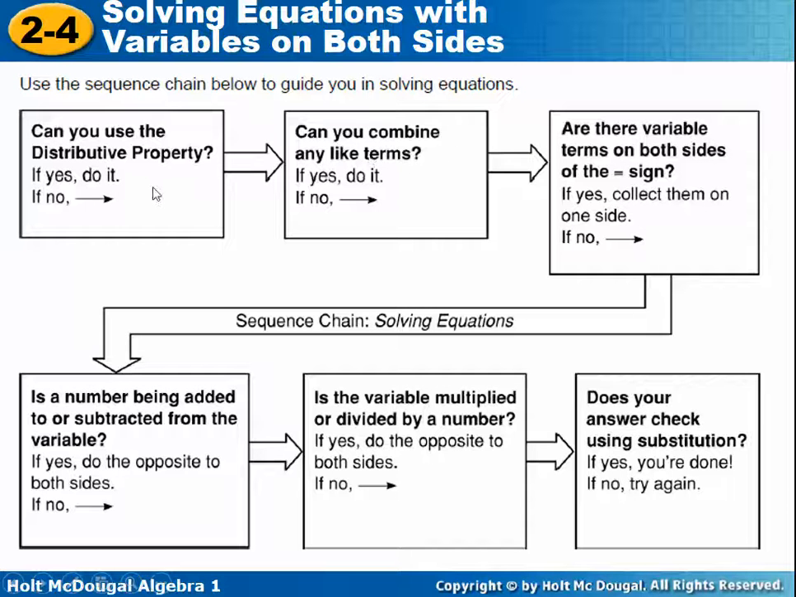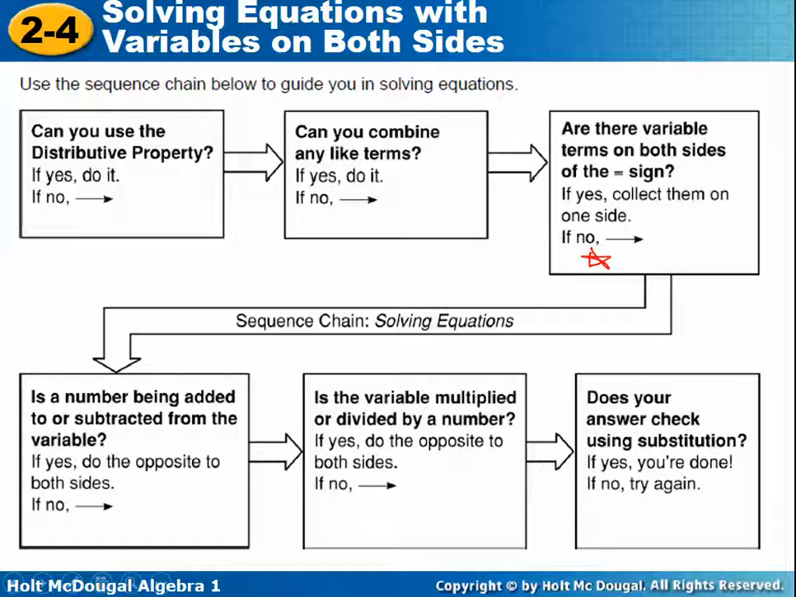And even if yes, after you do that, then check this. Are there like terms on one side or the other of the equal sign? If yes, do it. If not, move on. Are there variable terms on both sides of the equal sign? And this is where we're at today. This is the step that we will be adding today.